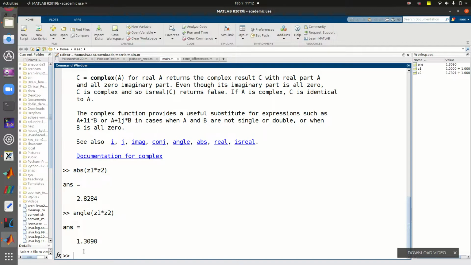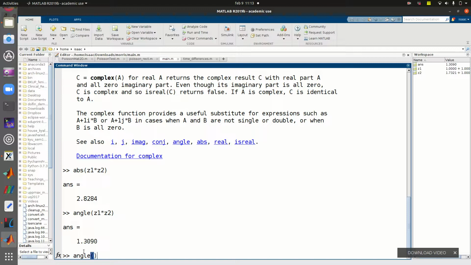Okay, now maybe I can just show you. I know z1 is 1 plus j: 1 on the x-axis, on the real part, and then 1 on the imaginary. You know that angle is just 45 degrees to the positive x-axis.